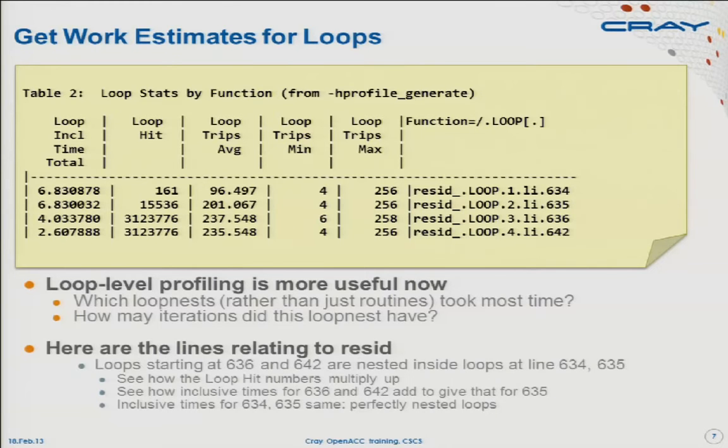4 is not good for a GPU port. That's too small. 256 is all right. What's the mean number? What's the average? Well, it's about 96. Okay. But then 634, then there's another loop at 635 and another loop at 636. If I look at the time spent in the loop at line 634 and the time spent in the loop at line 635, very similar. Those loops are perfectly nested. You can tell that. They're right next to each other in line number. The inclusive time is the same. Those are perfectly nested loops.